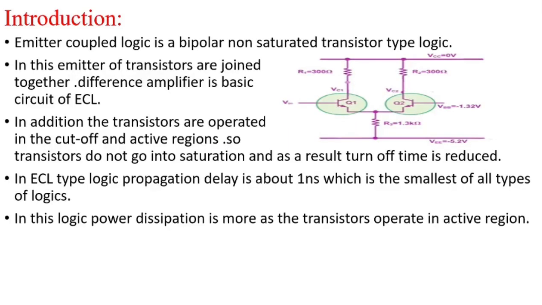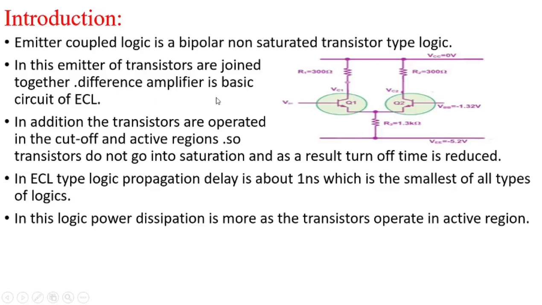Good morning to all. Today we are discussing emitter coupled logic. Introduction. Emitter coupled logic is a bipolar non-saturated transistor type logic. It means that the bipolar logic family can be classified into two types, that is the saturated bipolar logic family and a non-saturated bipolar logic family. So this emitter coupled logic belongs to the non-saturated bipolar logic family. Okay, and next point, in this, emitters of transistors are joined together.